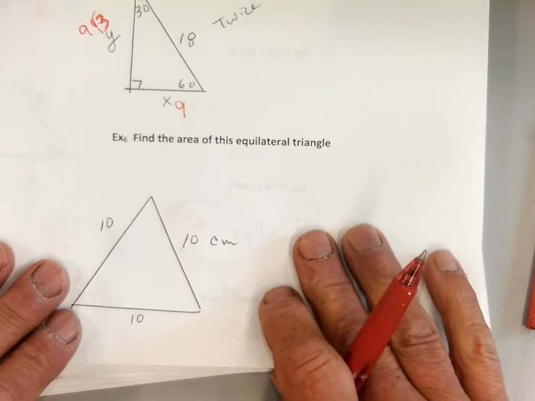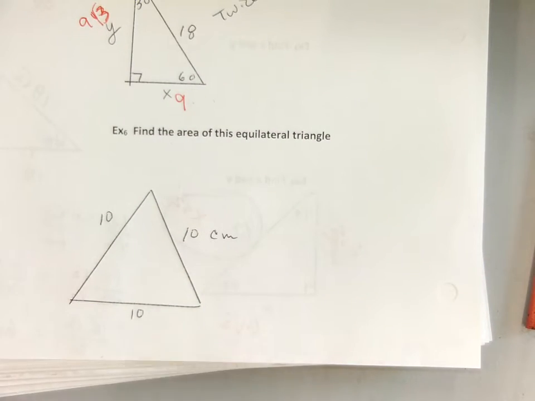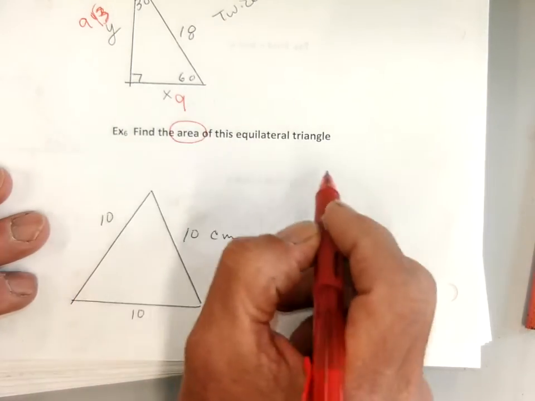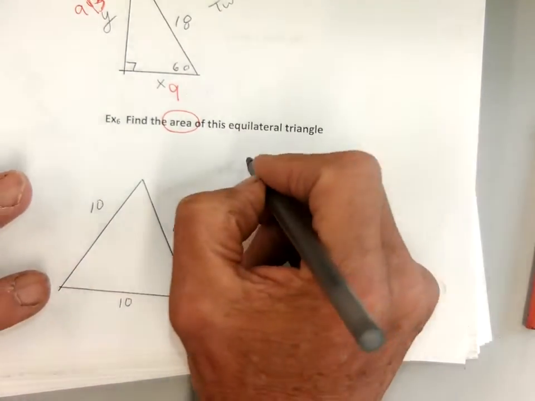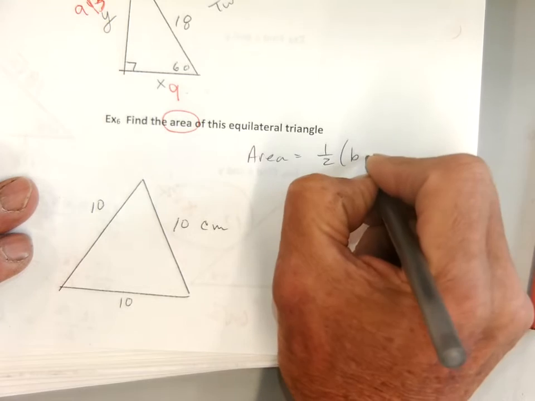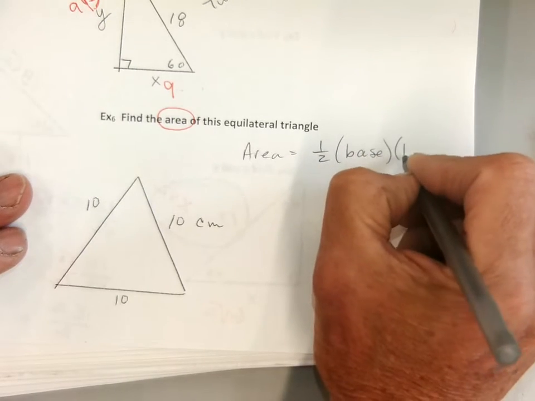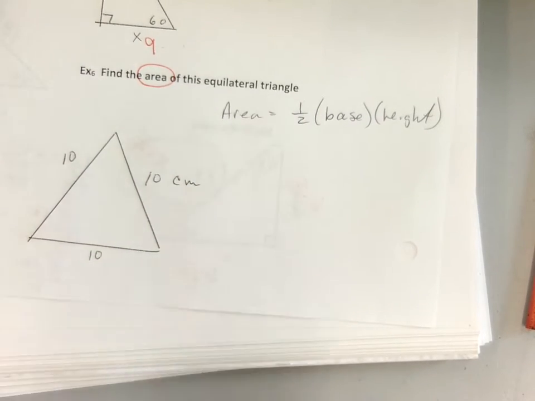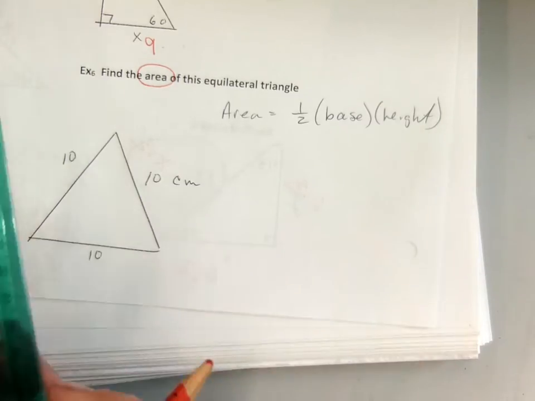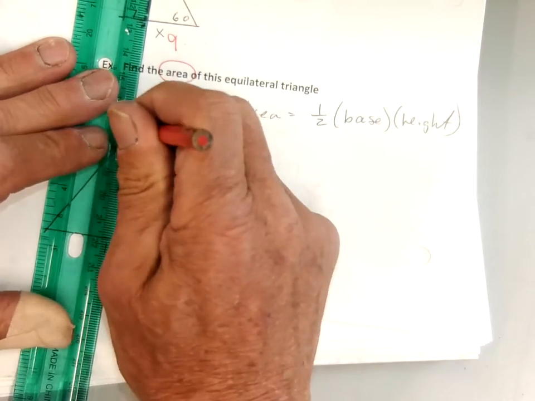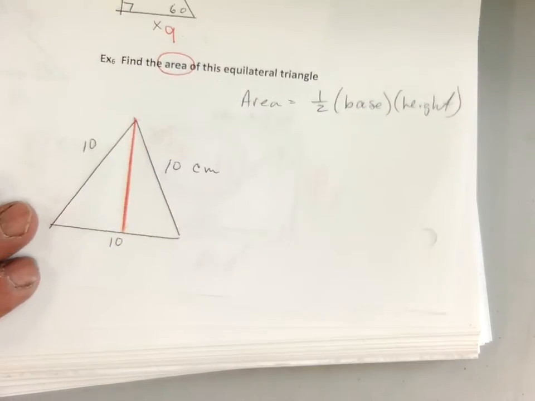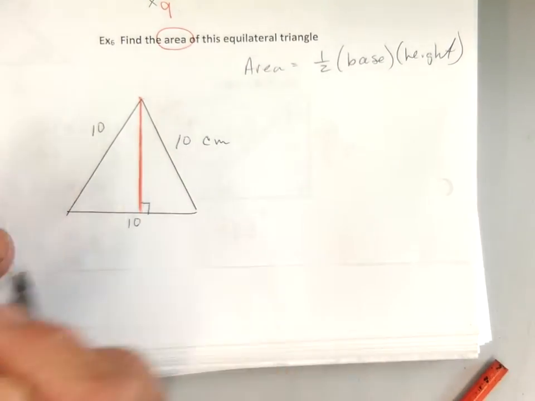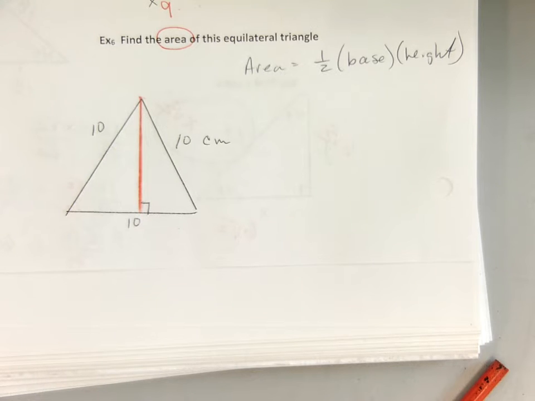Okay, now, example 6. Find the area of this equilateral triangle. Well, the area of a triangle is always going to be 1/2 the base times the height. All right, 1/2 base times height. Well, I don't know what the height is. That's what I have to find. So I know the height is right here. Since it's equilateral, I know it goes right through the middle at 90. I do know that, okay? That makes sense to me. If it's an equilateral, there's the height. But I don't know what the height is.